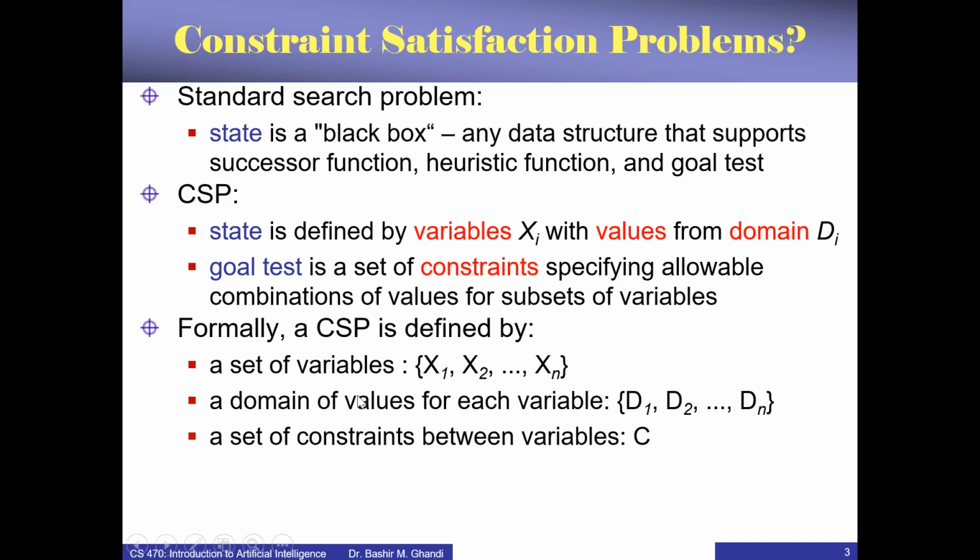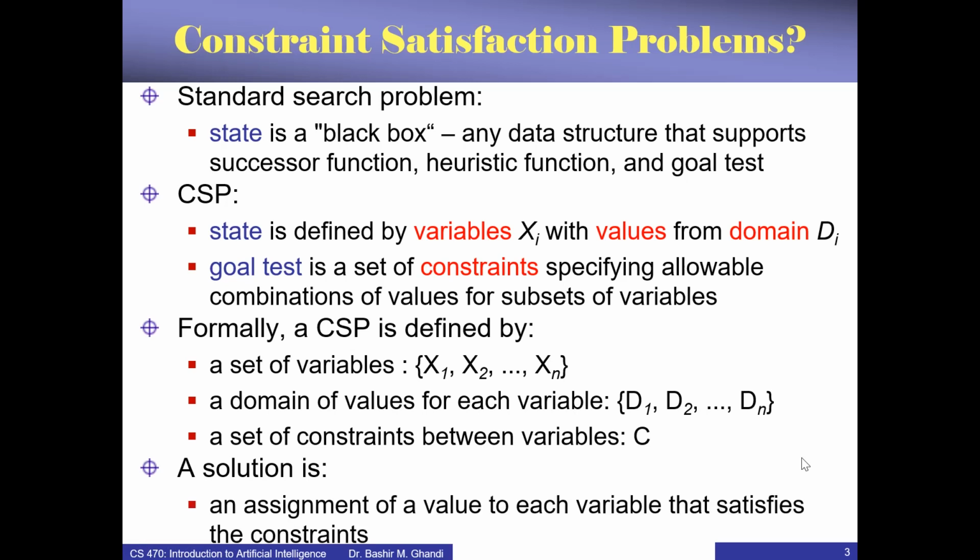Finally, a CSP will also have a set of constraints which must be satisfied for the problem to be solved. We denote this as C. And then a solution to this CSP is basically an assignment of values, one for each of these variables, such that together they satisfy the constraints in C. And these are some examples of constraint satisfaction problems.